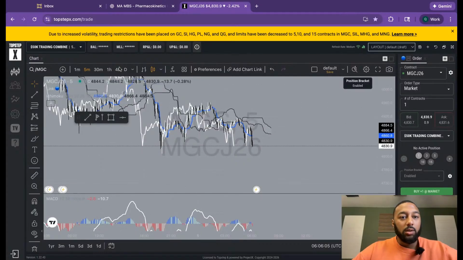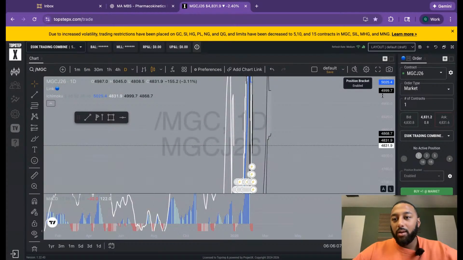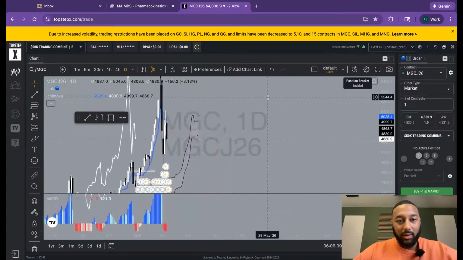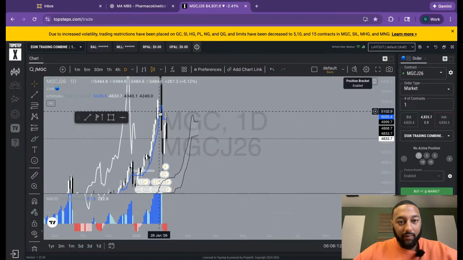Okay. Let's see, I'll start on my higher time frames. Let's see what areas of inefficiencies lie for us. God, look at that fill. It's almost perfect.